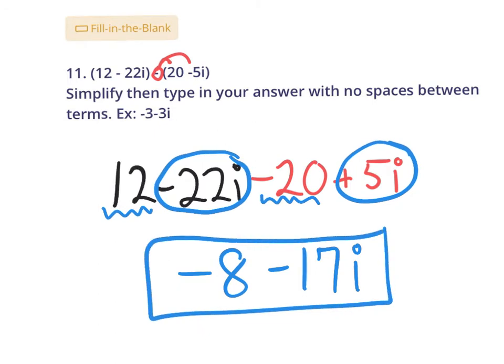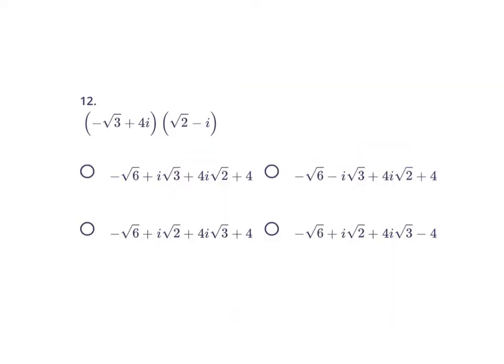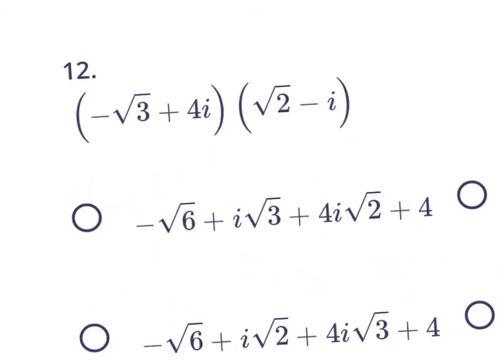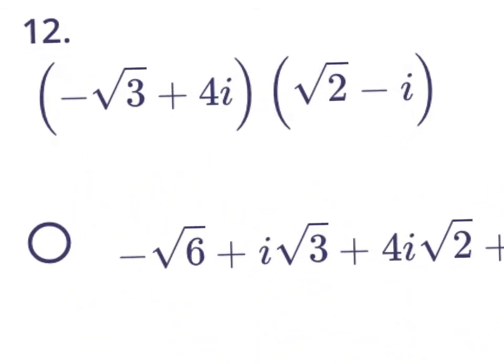Let's move on to something more entertaining with imaginary values. Right here we are distributing and combining like terms if possible, but we have both radicals and imaginary values in them. So let's take a look at this and let's distribute.